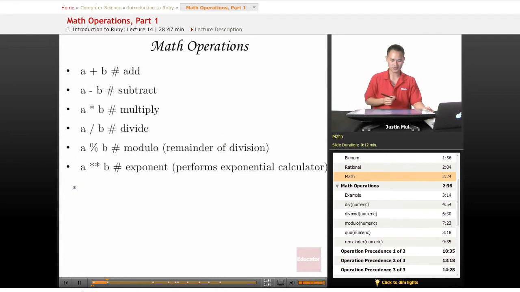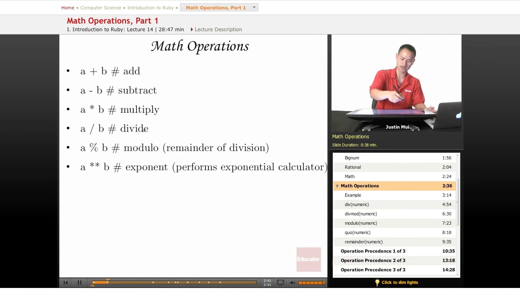So first, let's go over some of just the basic operations. You have your normal add, subtract, multiply, divide. You have the modulo, which gets the remainder of the division, and that's with your percent sign. Your double star gets you the exponent. So this is equivalent to a to the power b. It performs exponential calculations.